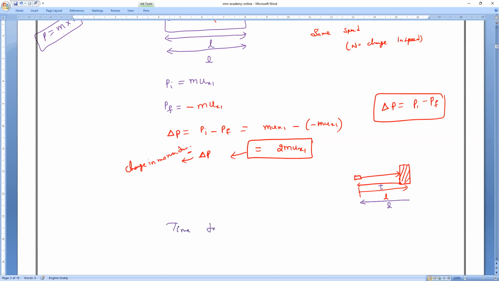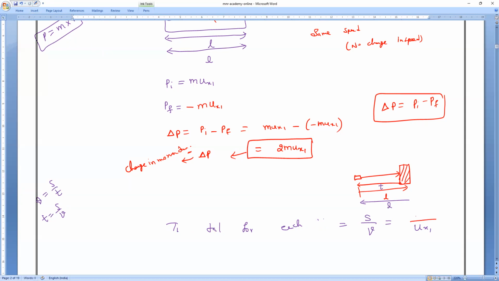Time taken for each collision is equal to, what is the speed formula? Speed is equal to distance by time, so time is equal to distance by speed. So what is the total distance? L distance plus L distance, which is 2L, divided by speed, which is ux1. Will you all agree with me? Yes, sir.